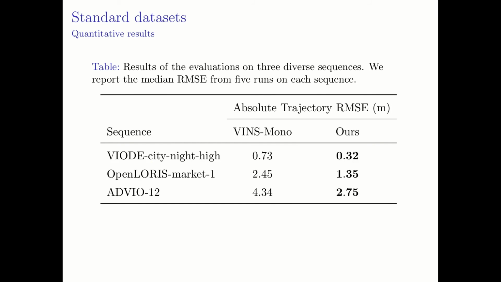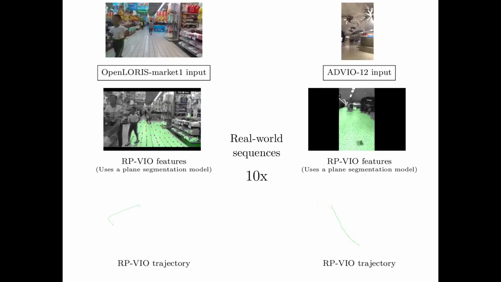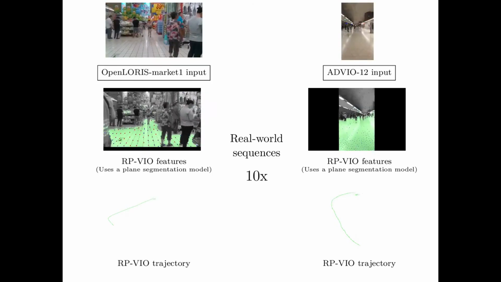These are the quantitative results. We show an improvement in ATE of up to 40% over VINS-Mono. Here we show some qualitative results on the OpenLORIS and AD-VIO sequences.